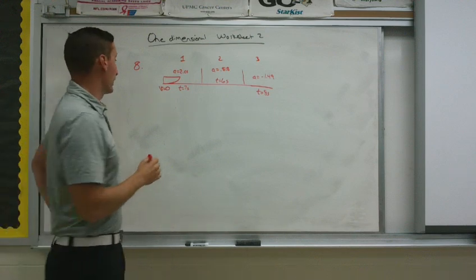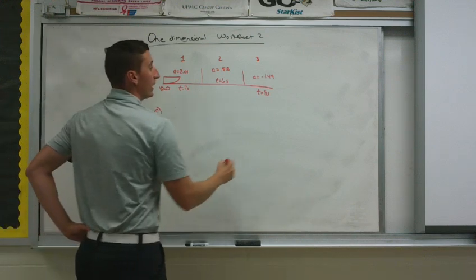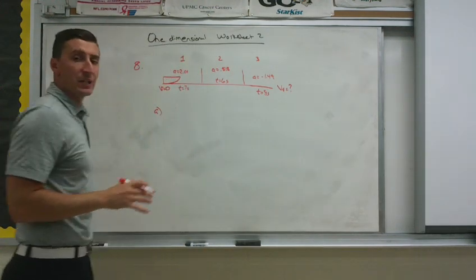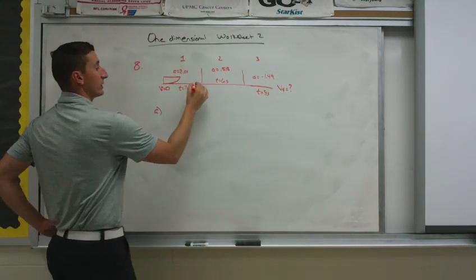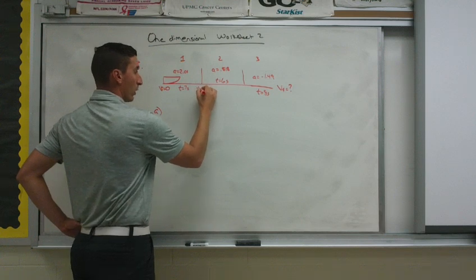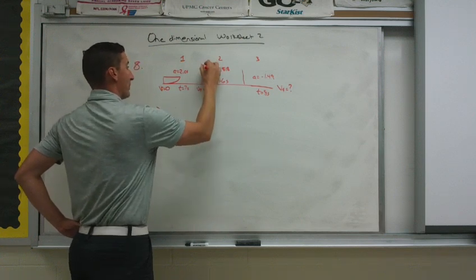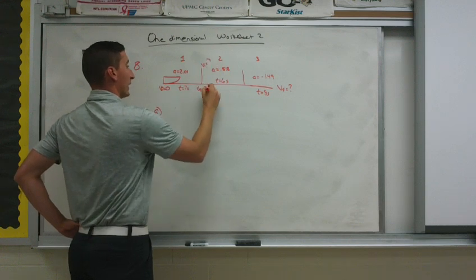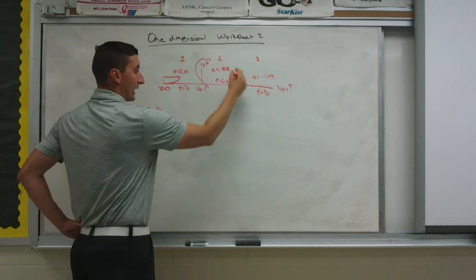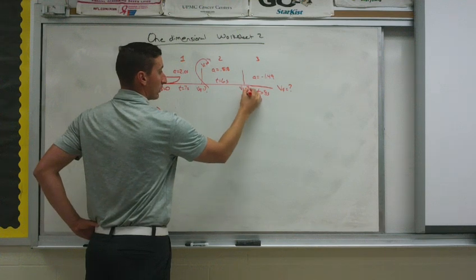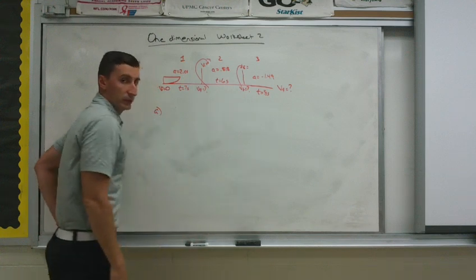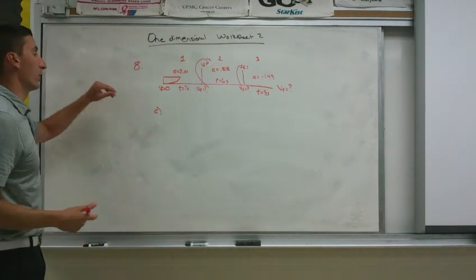So it wants us for A to find the velocity at this point. So the strategy we have to use here is we have to find the velocity final here. Once we know the velocity final, that becomes the velocity initial for the second part. We calculate velocity final, and that becomes velocity initial for the third part. Okay, so let's start. Part 1.